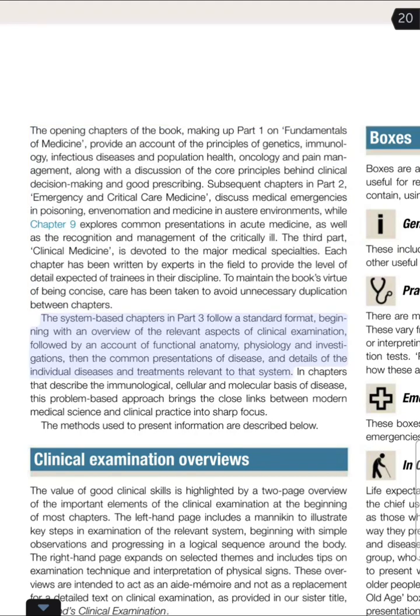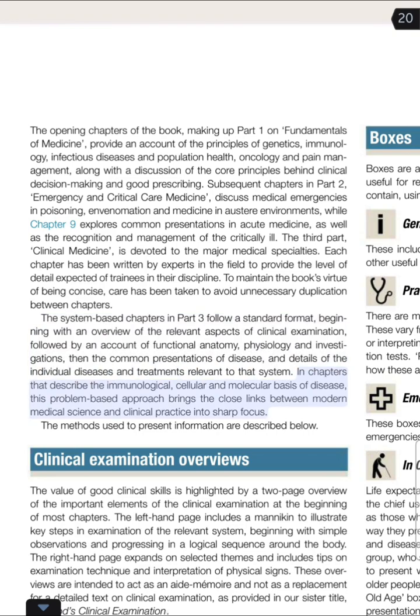The system-based chapters in Part 3 follow a standard format, beginning with an overview of the relevant aspects of clinical examination, followed by an account of functional anatomy, physiology and investigations, then the common presentations of disease, and details of the individual diseases and treatments relevant to that system.